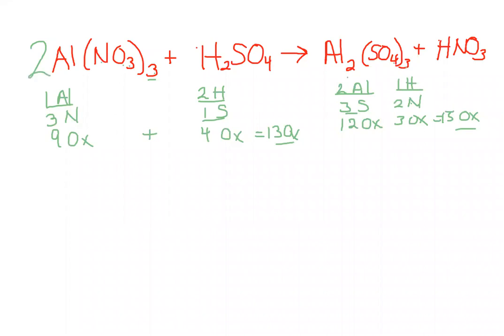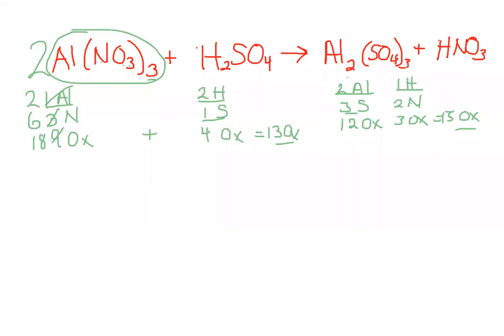Now I've got 2 aluminum, and that 2 gives me 2 more of everything else in this whole compound. So I already had 3 nitrogen, so now I have 6 nitrogen. I already had 9 oxygen here, so now I have 18 oxygens.